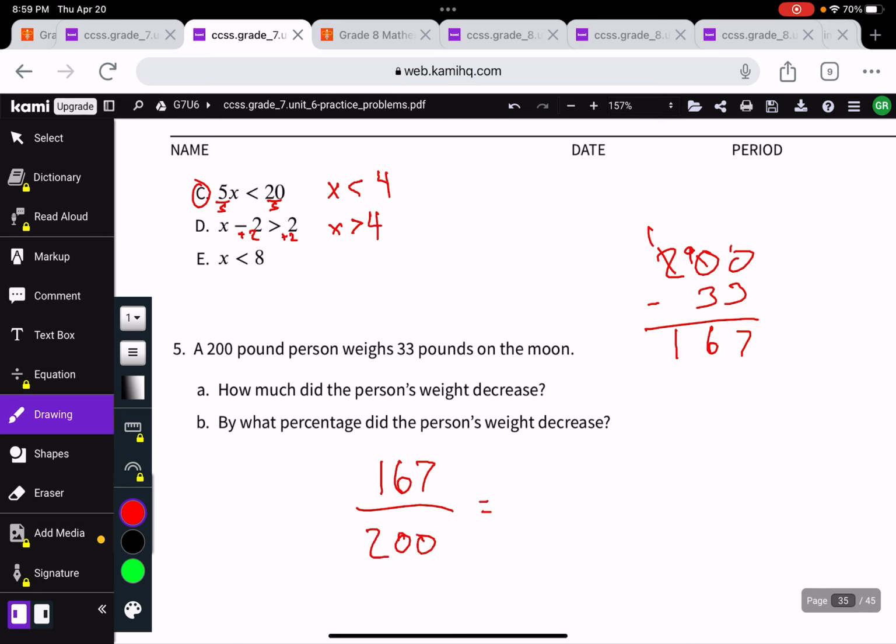So if I get out my calculator and I do 167 divided by 200. Okay, Google. What is 167 divided by 200? 167 divided by 200 is 0.835. 0.835. Thank you, Google.